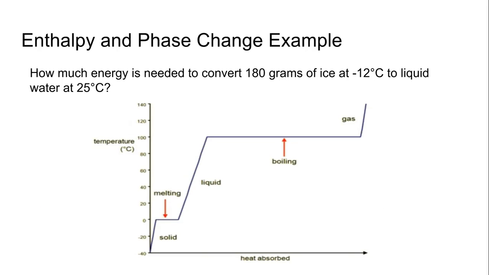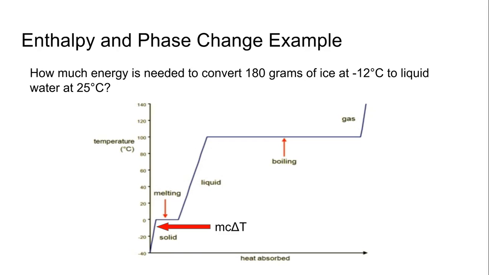So here's our sample problem that we want to do. How much energy is needed to convert 180 grams of ice at negative 12 degrees Celsius to liquid water at 25 degrees Celsius? Well, in order to do this, we have to take our ice and raise the temperature. In that case, we're going to use the mC delta T equation because the temperature is actually changing.